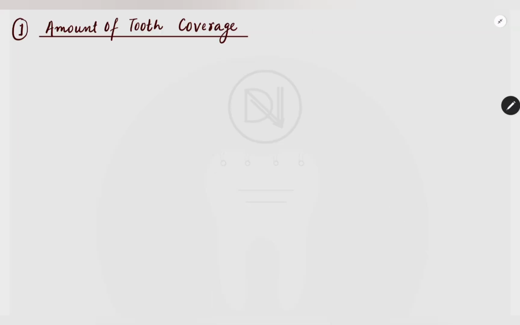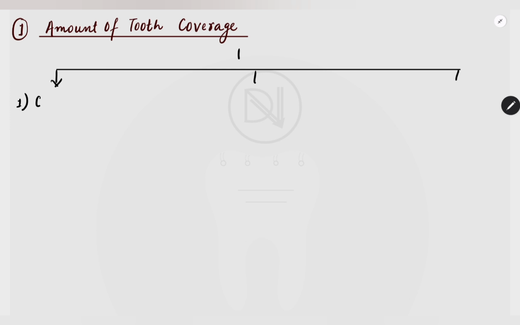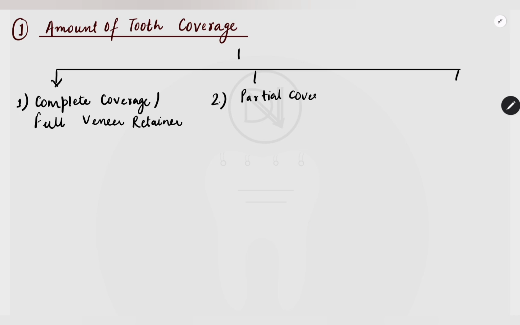Now coming to the amount of tooth coverage, the retainer is divided into three types. The first one is your complete coverage retainer, or you can also call it a full veneer retainer. The second one is your partial coverage, or you can call it a partial veneer retainer. And the third one is your conservative retainer.